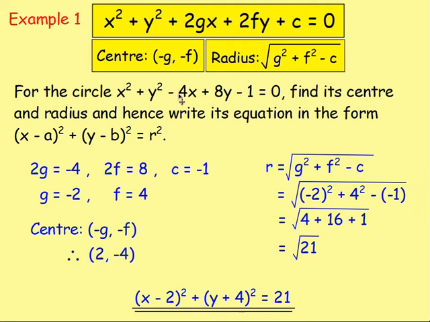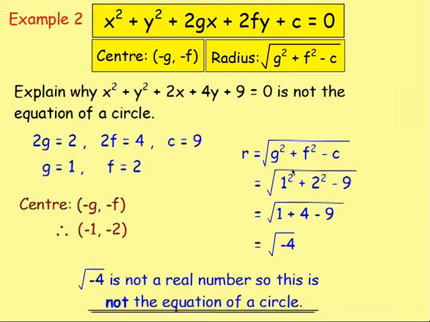Remember the quick way though, just half the x coefficient and change the sign. Half the y coefficient and change the sign. r was the square root of g² + f² - c, so you're just subbing these values in for g, f and c. You end up with the square root of 21. Don't write it down as a decimal, just keep it as an exact value. If you do get a surd that you can simplify, obviously you would do that.